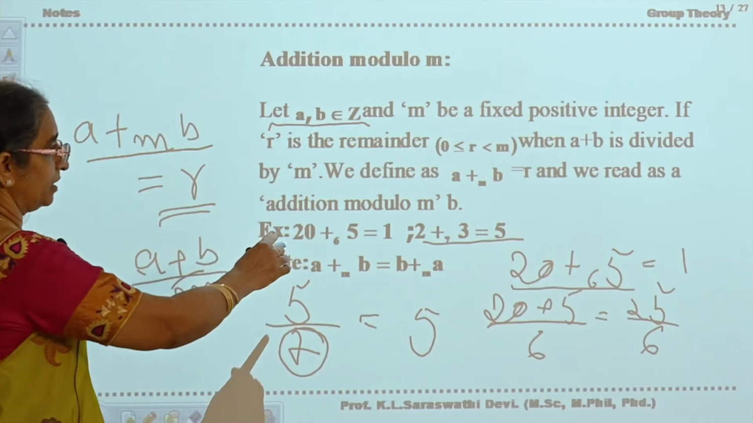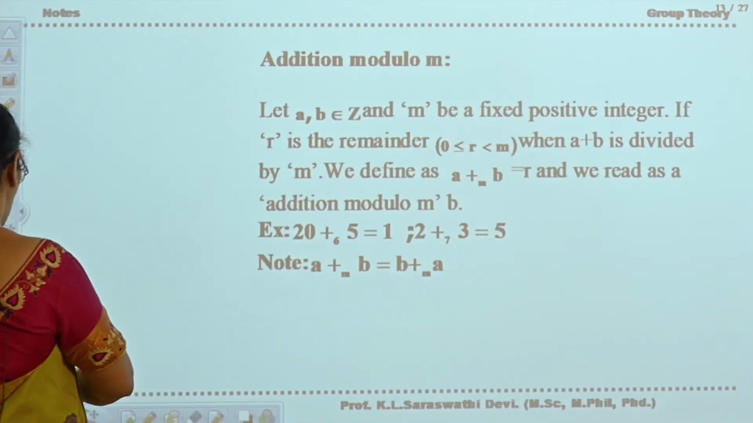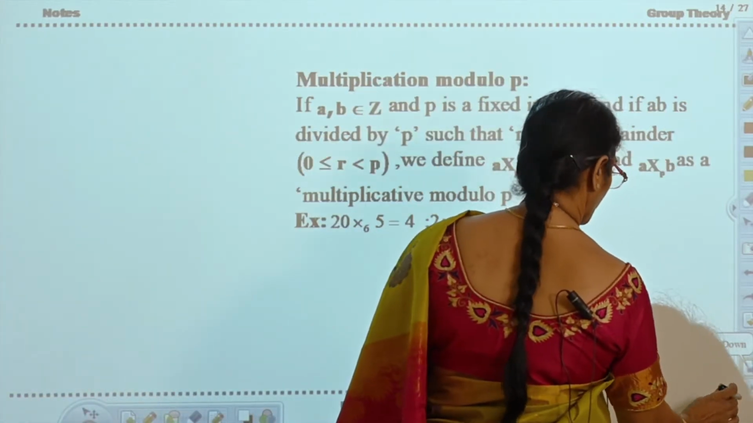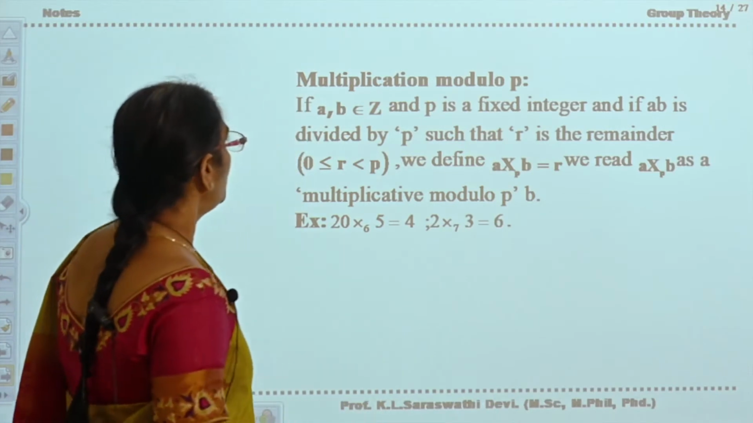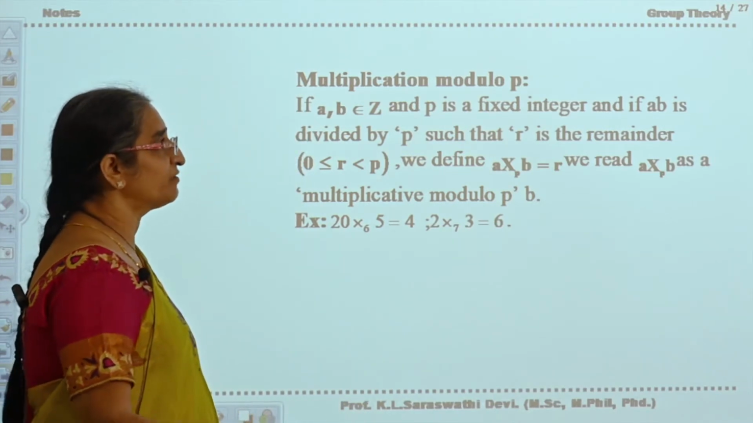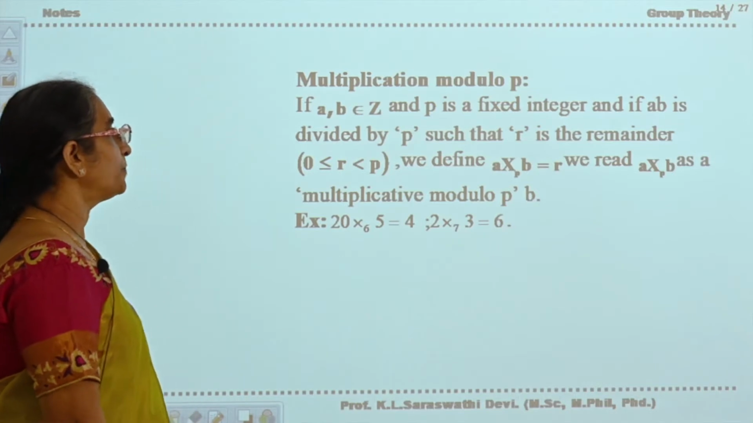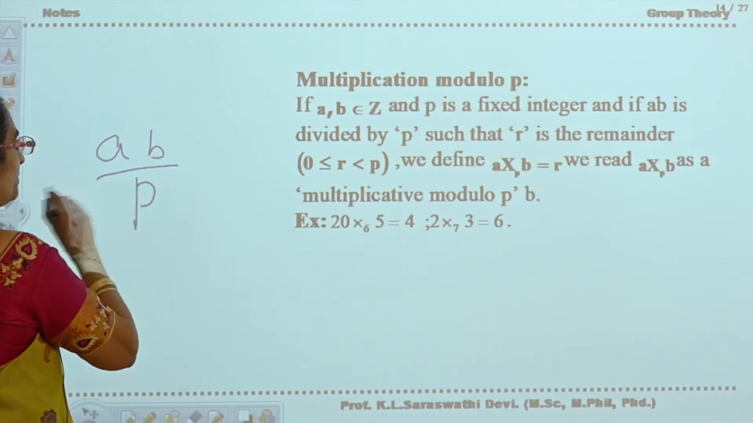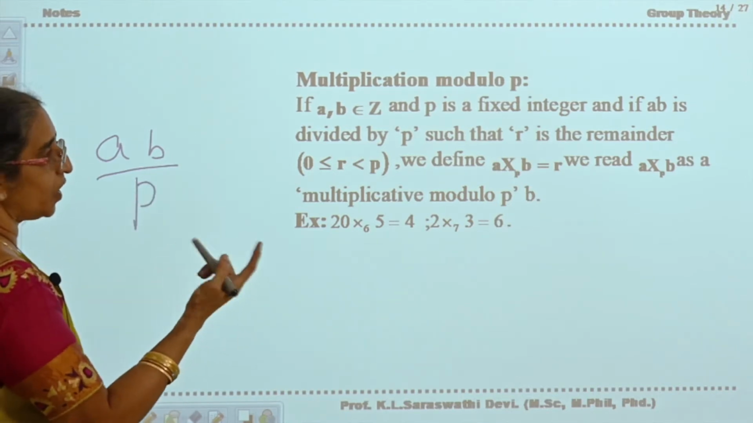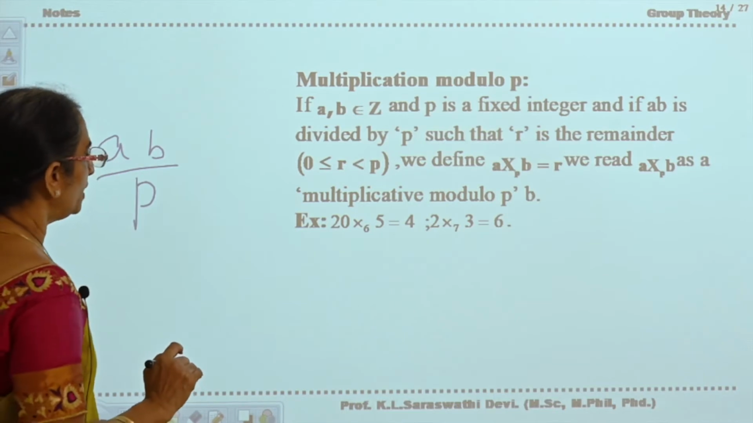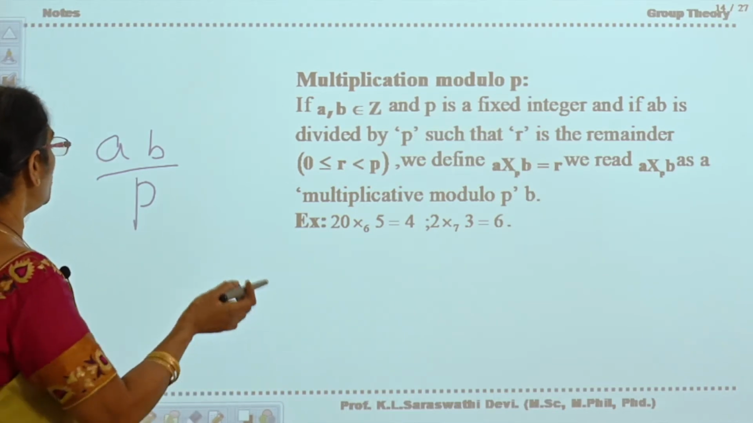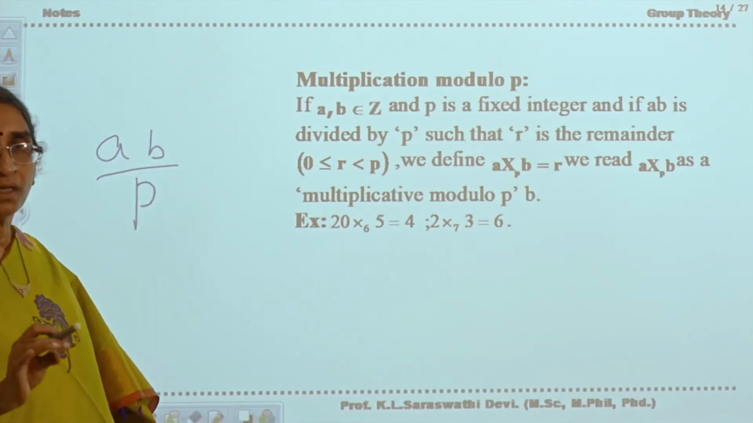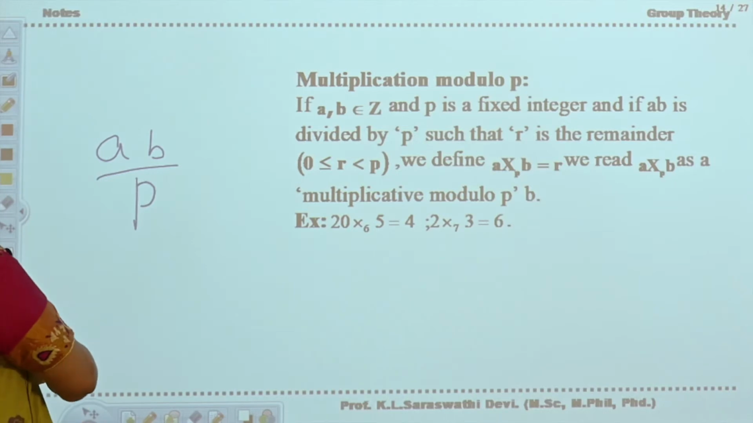Now you have seen the example. Now see the multiplication modulo. If a, b belong to Z and p is a fixed integer, the remainder obtained when you divide ab by p is called multiplication modulo p. And if the numerator is less than p, the value itself will be the remainder. Is it clear? This is the addition modulo and multiplication modulo.